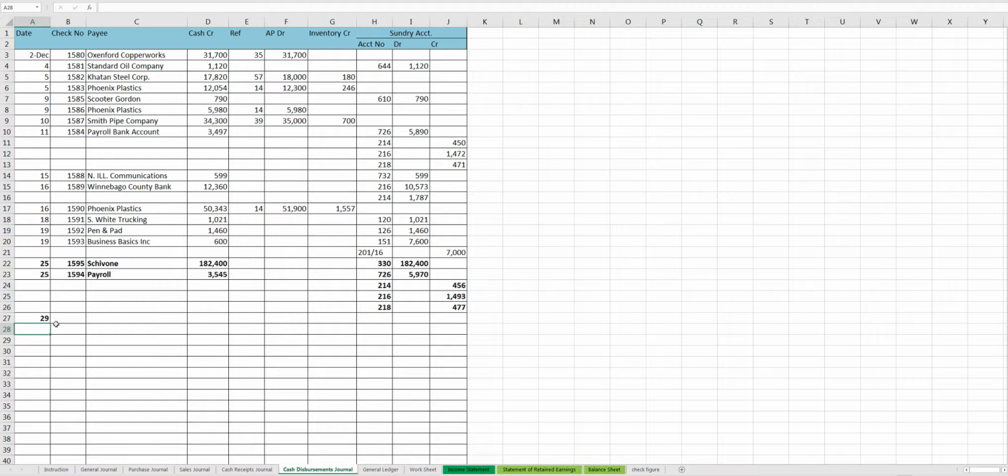So on the 29th, we issued a check to pay the lawyer, and write the lawyer's name and the amount. Credit cash, and we're going to debit the land account. Okay.